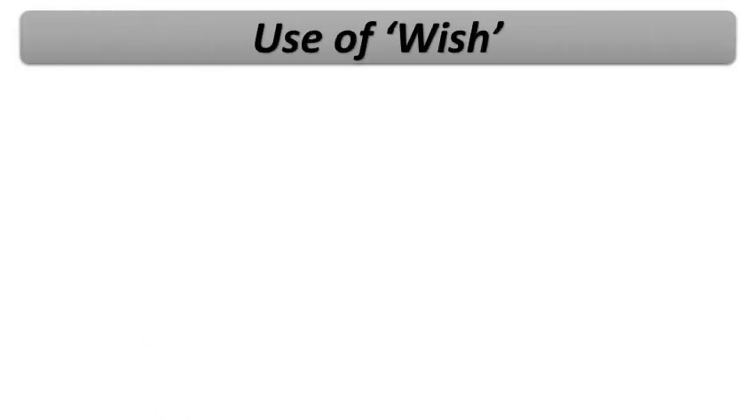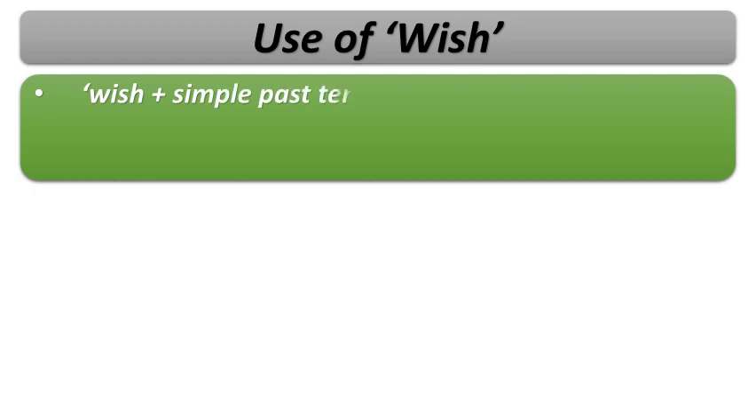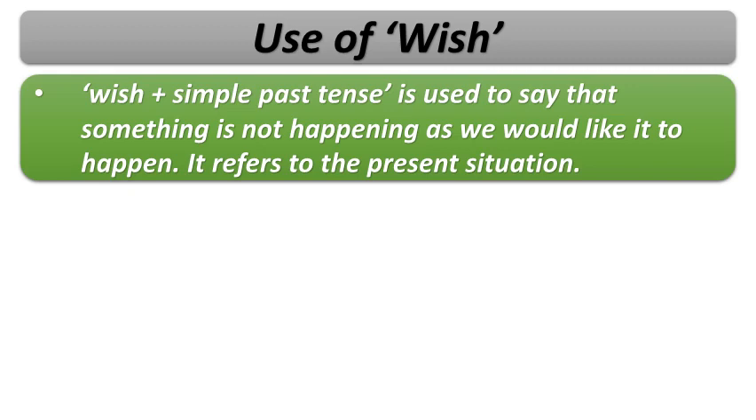Let's see the use of wish in conditional sentences. Number 1. Wish plus simple past tense, that is subject plus second form of the verb plus object, is used to say that something is not happening as we would like it to happen. It refers to the present situation. Or we can say that we use wish plus simple past to say that something is not as we would like it to be.